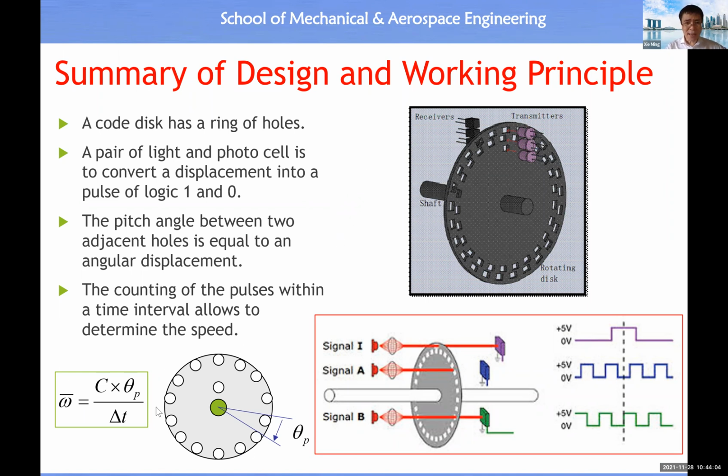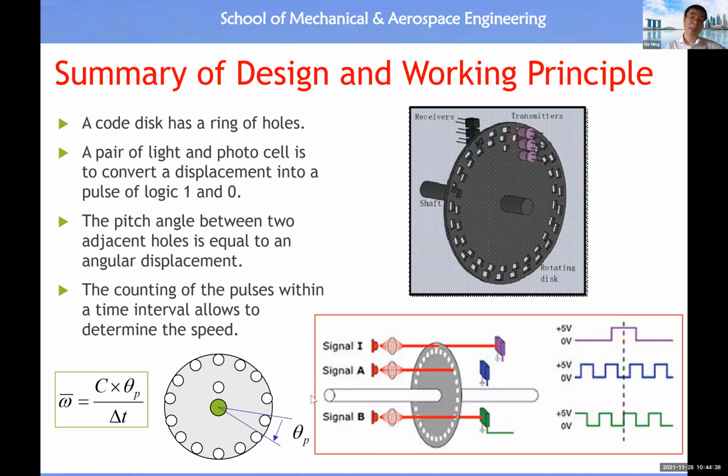All right, then we have this terminology called the pitch angle between two adjacent holes. So basically, if on this disk we have 100 holes, then 360 degrees divided by 100, the pitch angle will be equal to 3.6 degrees. Then we have a microcontroller. This is why you see the interface between the sensor and the robot brain is very important, because you need to leverage that interface to read out the sensory data.